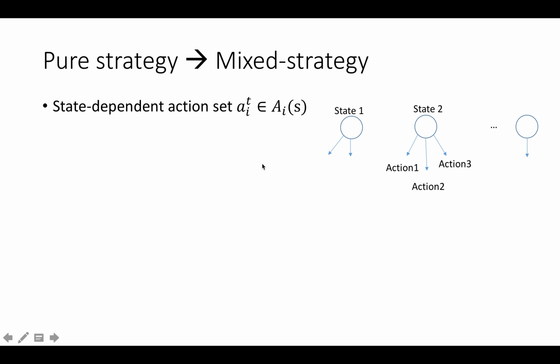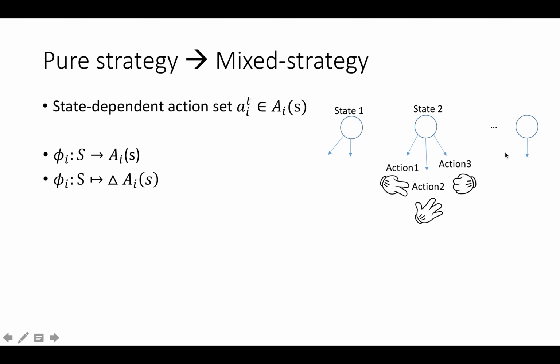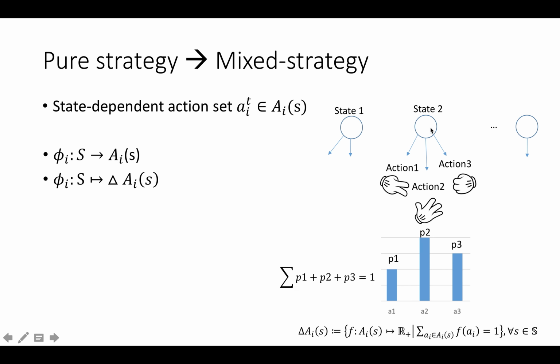So now we will do some extensions to our previous setting. First, the action set can be state dependent. For example, at state 1, you have 2 actions. At state 2, you have 3 actions. And these actions can be totally different. So the action you can take depends on which state you are in.